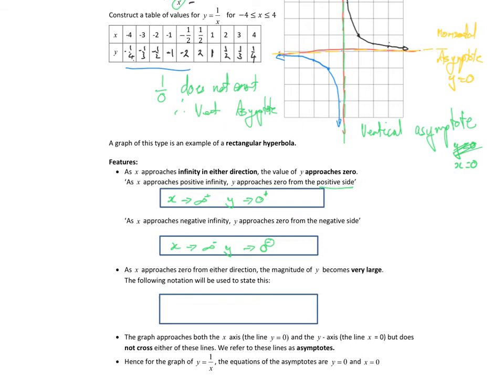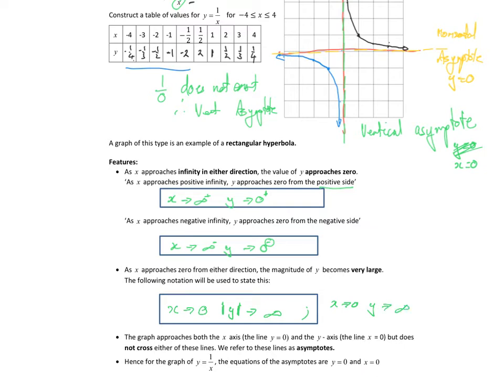So the final little statement there says as x approaches 0 from either direction, the magnitude of y, so sometimes we use that symbol there for the magnitude, approaches infinity. In other words, it gets really, really big. Okay, so typically though, we sort of just write as x approaches 0, y approaches infinity.